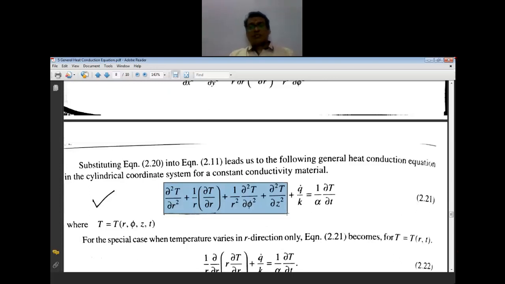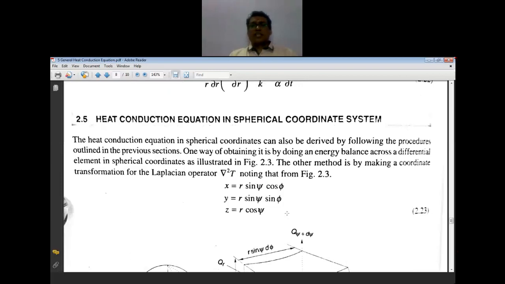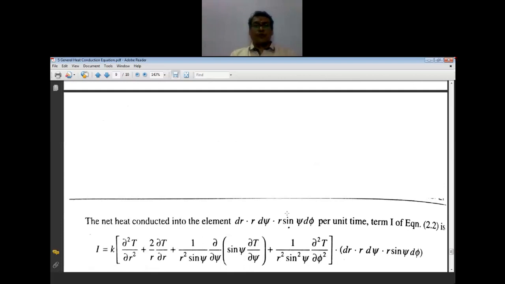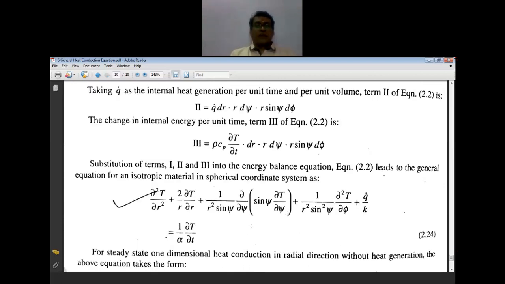Similarly, all these three terms will exist in the spherical coordinate system also. So this is the equation related to the spherical coordinate system. This is the diffusion term, this is your heat generation term, and this is the unsteady state term.